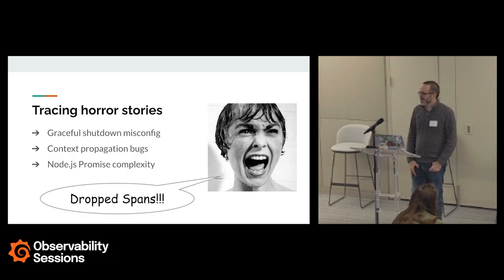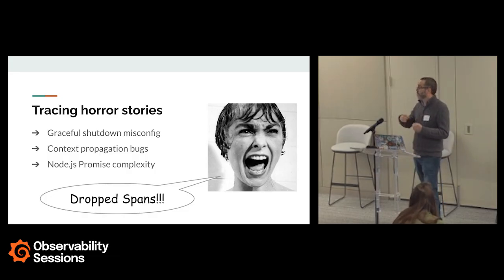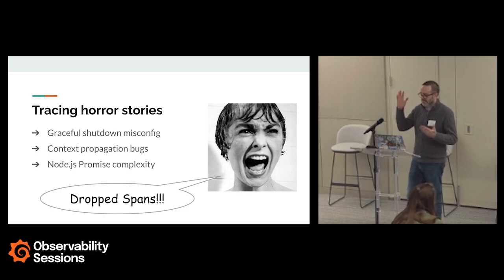Graceful shutdown is really important to get right, because as I mentioned, tracing is accumulating telemetry state as you go, and then flushing it at some interval. And if you're shutting down when you still have state to flush and you didn't do your graceful shutdown properly, you're going to drop spans, and then you end up with indecipherable traces.